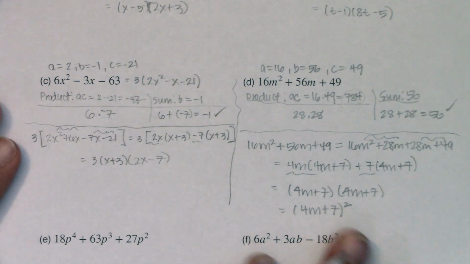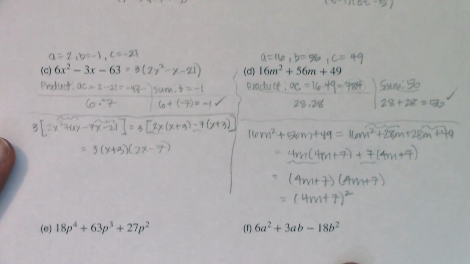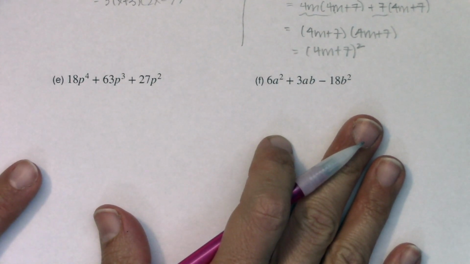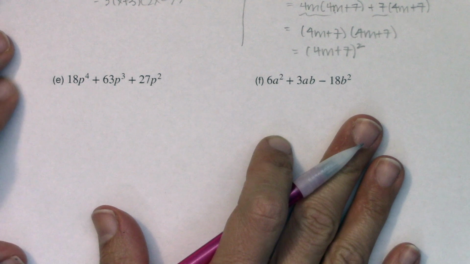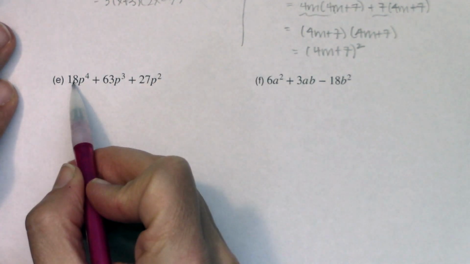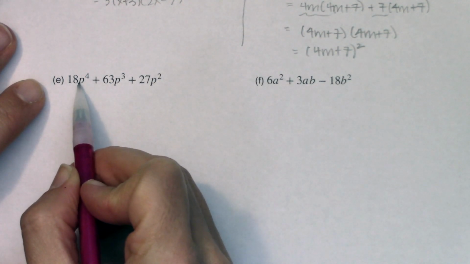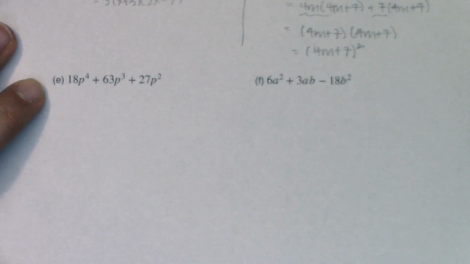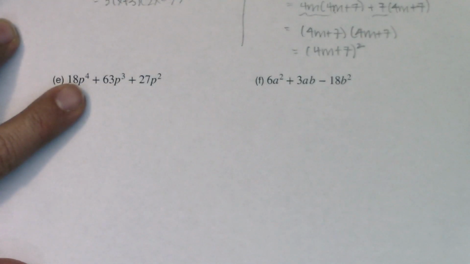Okay? All right. Let's keep on moving on. These start to get not super complicated. Well, maybe you feel they're super complicated, but they get a little bit more convoluted, that's for sure. If I'm looking at E, I can see there's a GCF. 18, 63, and 27 definitely have a 9 in common.